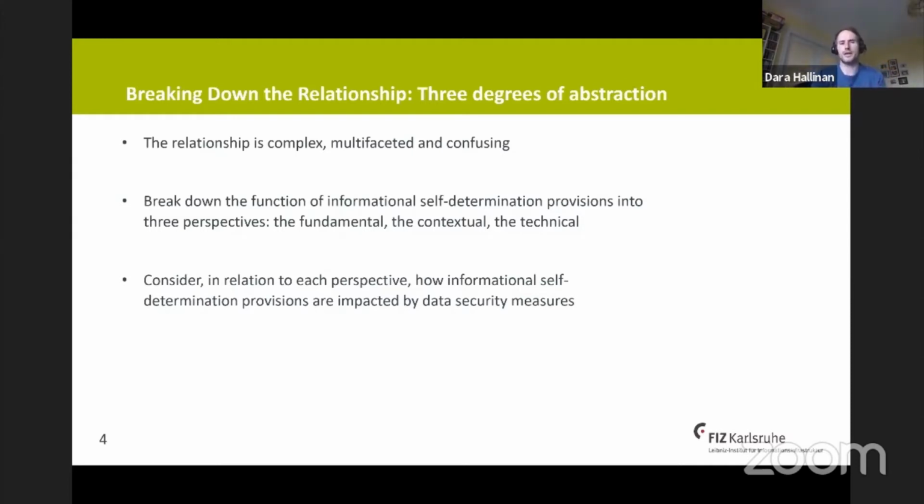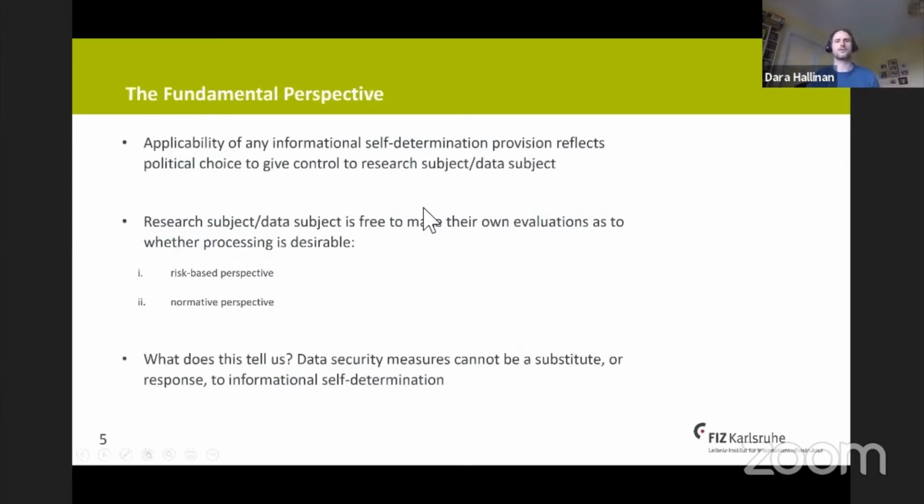And in relation to each of these perspectives, we might consider how the implementation of data security measures might serve to adapt or modulate the applicability of informational self-determination provisions. So against this background of structure, we'll jump into the first perspective of analysis, which is the fundamental perspective.